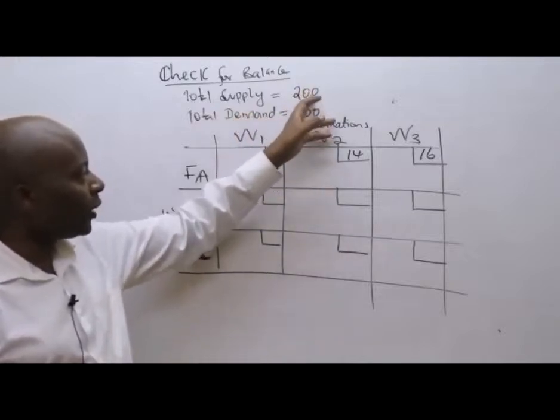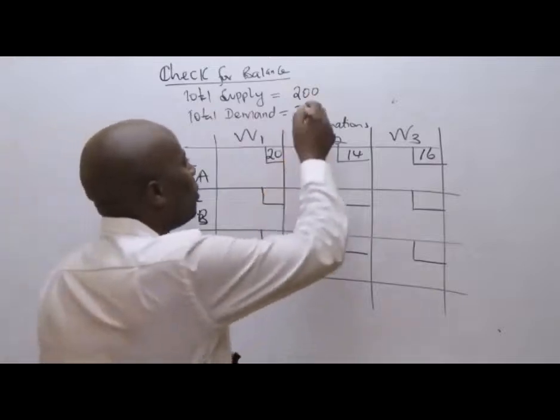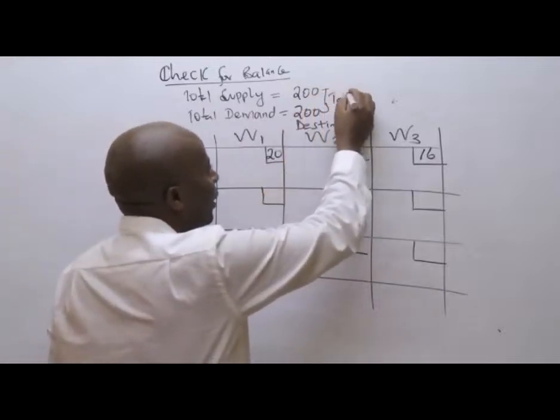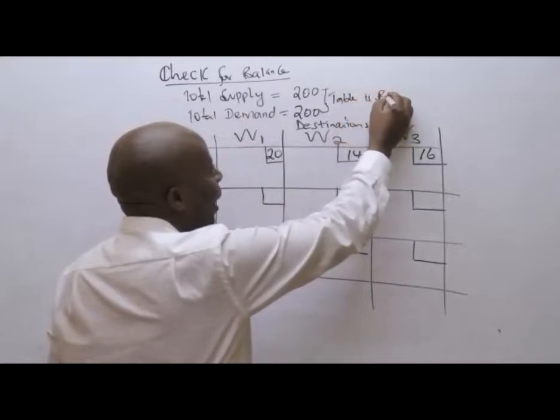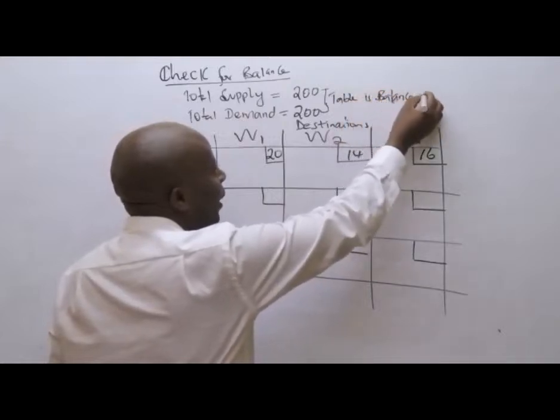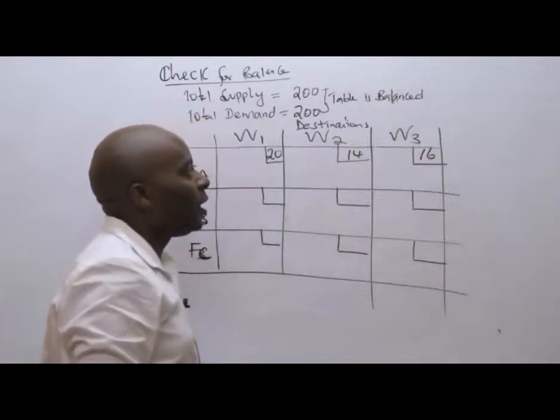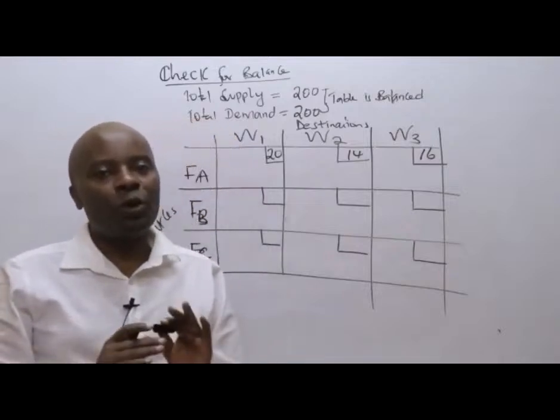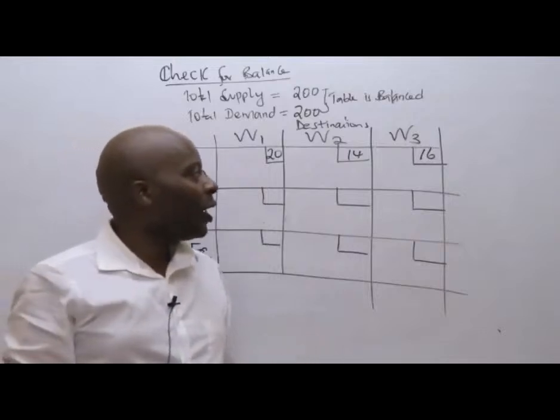So the two are the same, and therefore we need to conclude straight away that our table here is balanced. And if it is balanced, then we shall not have any need for what here? Introduction of a dummy. No dummy introduction. Now, after that, what do we do?